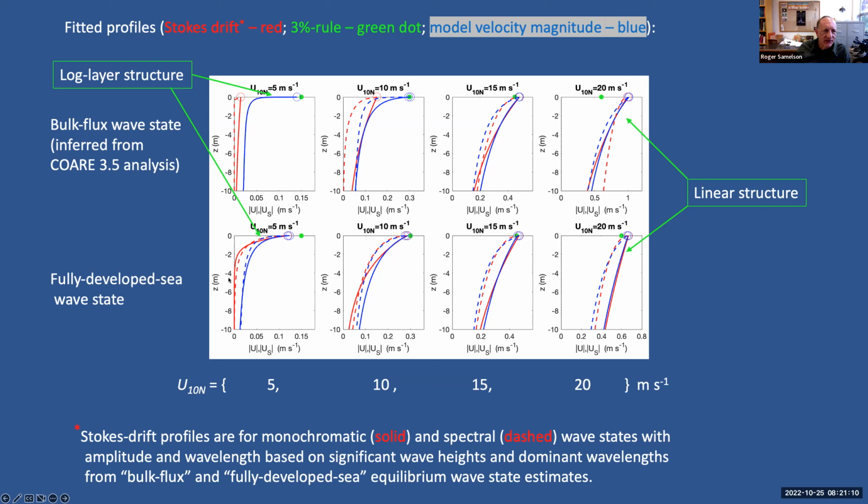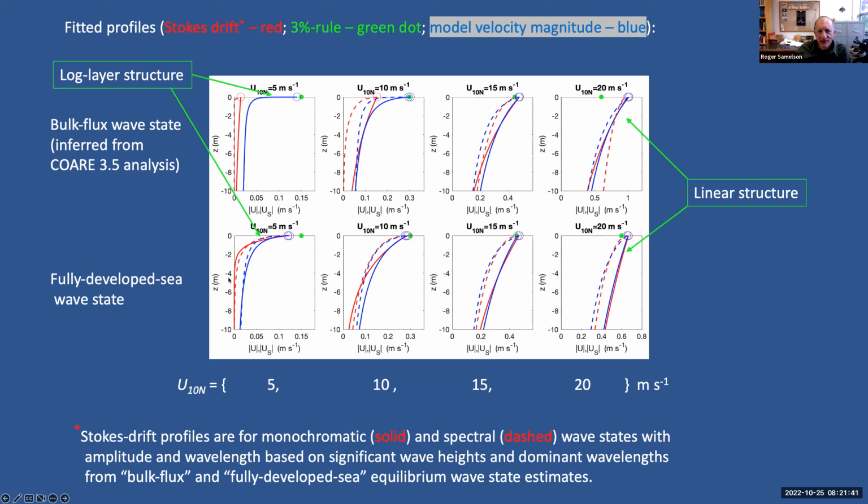So the result of this is profiles, say of the upper 10 meters here, of the estimated Stokes drift in the red for either the bulk flux wave state, which are the top panels, or the fully developed C wave state, which are the lower panels, and either a monochromatic estimate, which are the solid lines, or a spectral estimate, which are the dashed lines. Plus the green dot there is giving you an indication of where the 3% value would be.